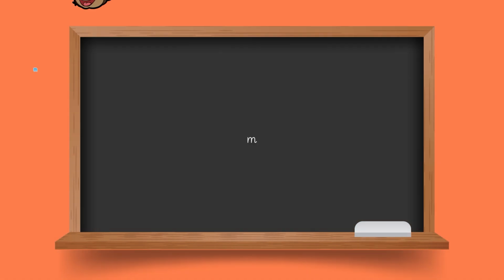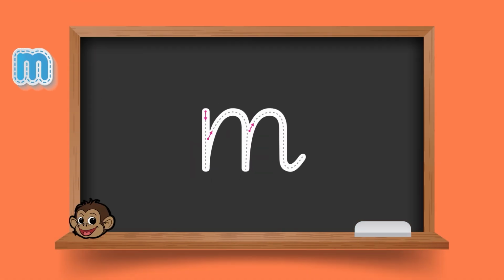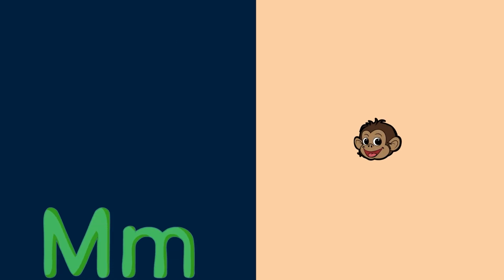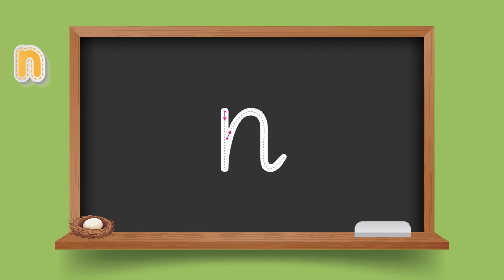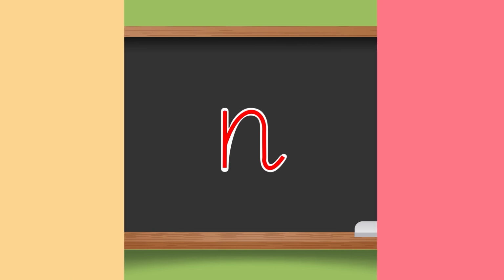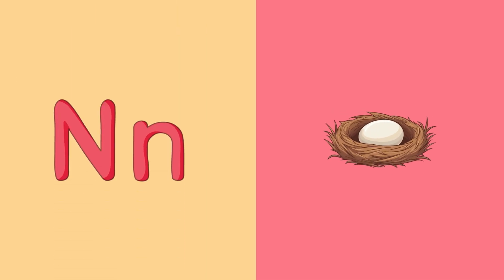Let's learn the letter M. Start with a straight line down, up and over, up and over. M is for monkey. Let's learn the letter N. Draw a straight line down, up to the middle, then a small curve to the right and down. N is for nest.